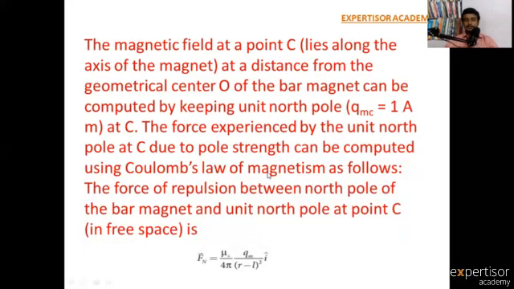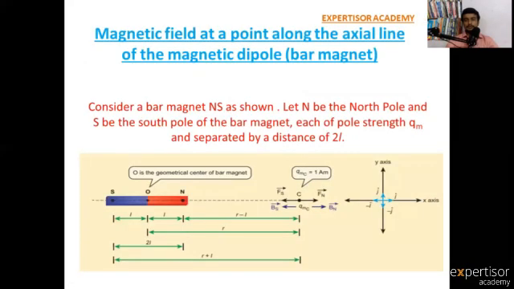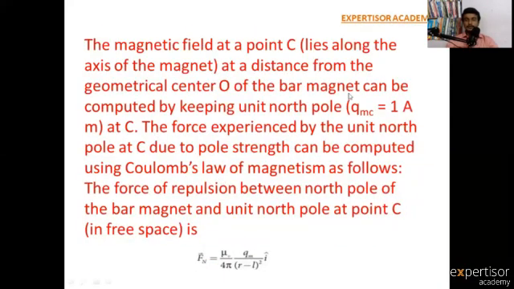So what is the meaning of unit north pole? At point C there is QMC, which means a north pole, and a north pole represents a positive sign. Unit north pole means 1 ampere meter pole strength, that is positive. So that's why it is a unit north pole. That's all.